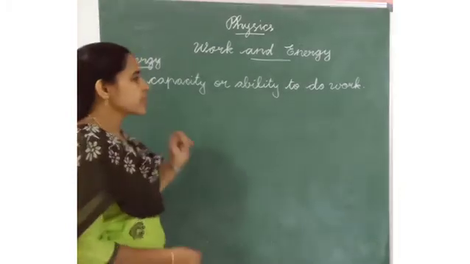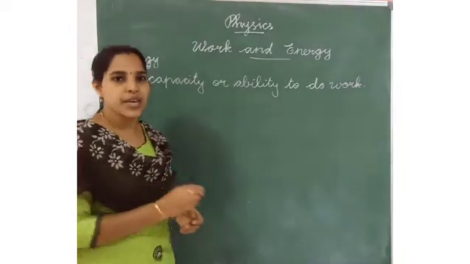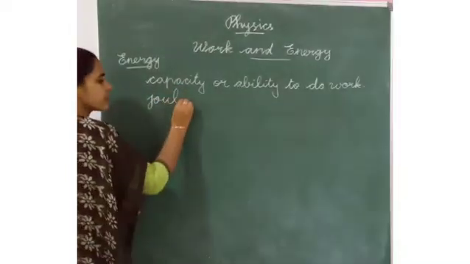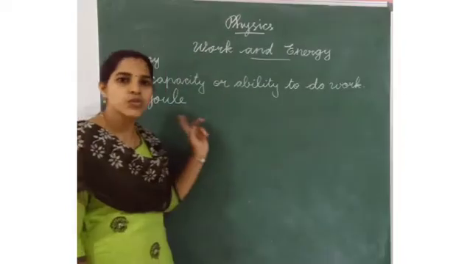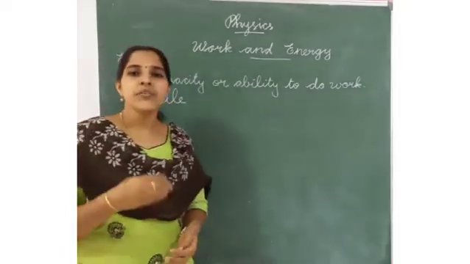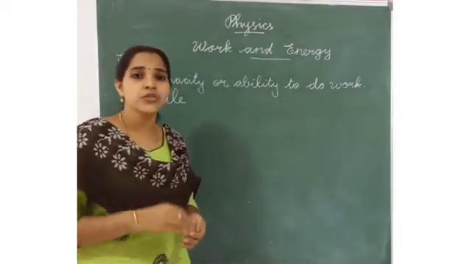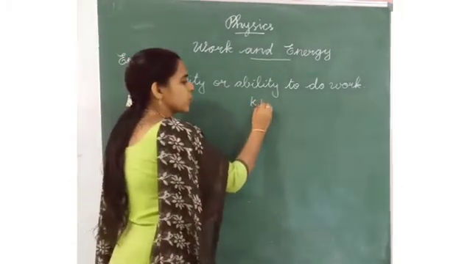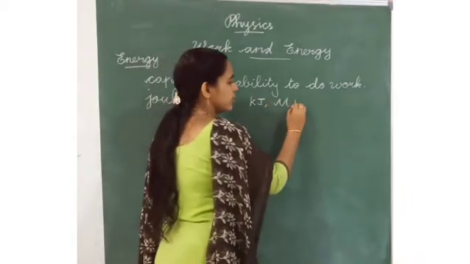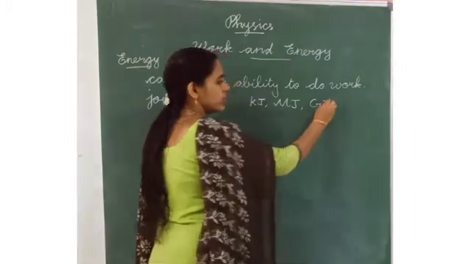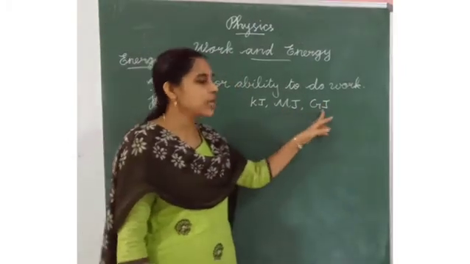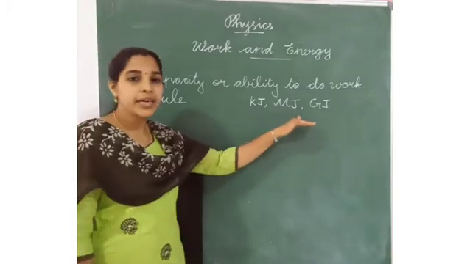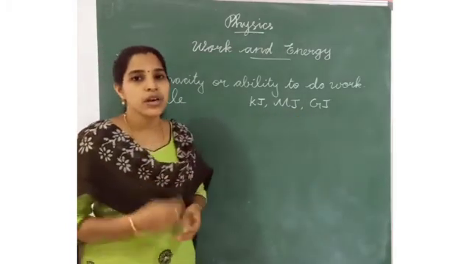Next one is, what is the SI unit of energy? The SI unit of energy is joule. SI unit of work is joule. SI unit of energy is joule. And also, when we find a large amount of energy, we have to use bigger units, like kilojoule, megajoule and gigajoule. These are the bigger units to find the large amount of energy.